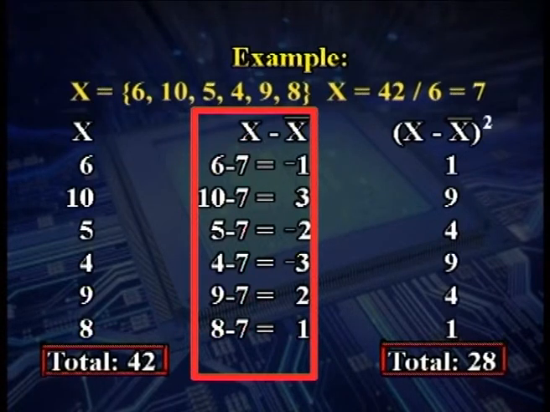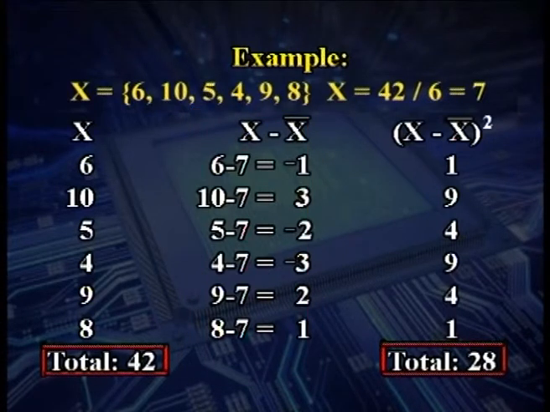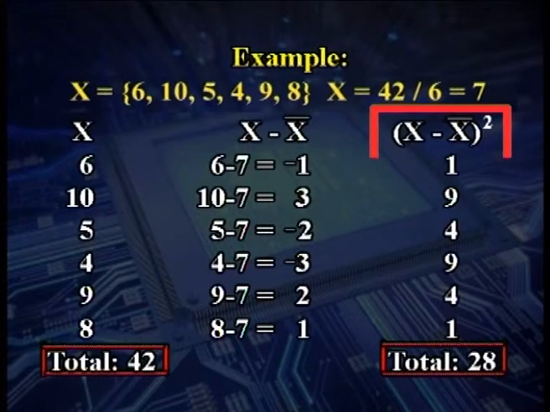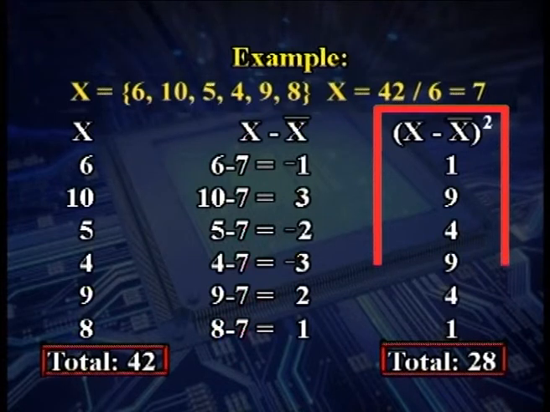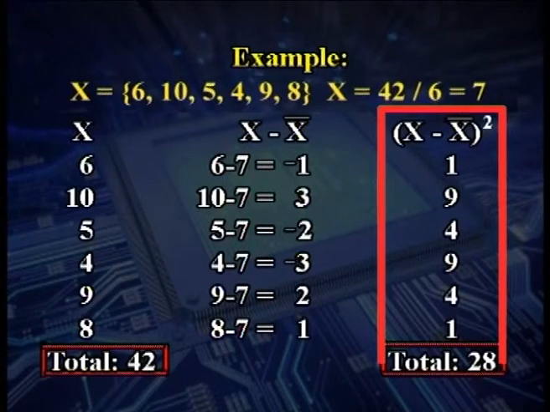If we see the numbers, some are negative and some are positive. The first one is minus 1, then 3, then minus 2, then minus 3, and then 2 and 1. If you add these up, they would be equal to 0. So, to overcome this problem, we find the squares of these numbers. These numbers are nothing but the deviations. If you square the deviations, then you get 1, because 1 square is equal to 1, 3 square is equal to 9, 2 square is equal to 4, 3 square is equal to 9, 2 square is equal to 4, and 1 square is equal to 1.